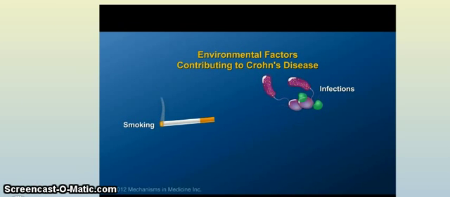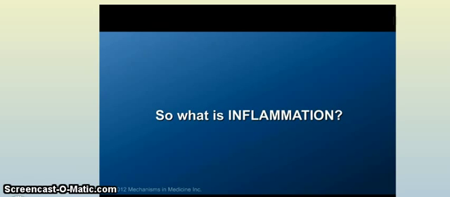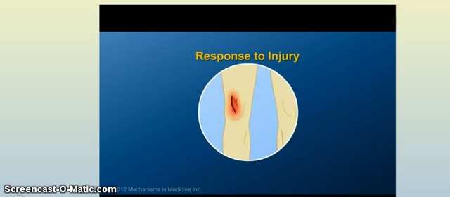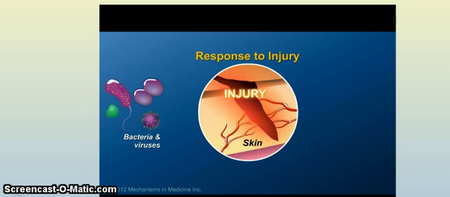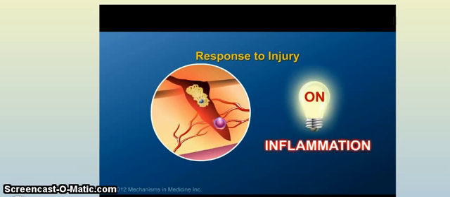Triggers include infections, smoking, and taking antibiotics or anti-inflammatory drugs known as non-steroidal anti-inflammatory drugs, or NSAIDs. One way that the body can protect against potential bacterial threats is with inflammation. We are familiar with how inflammation looks on the outside of the body, for example, when you have a scrape or a cut. That scrape or cut becomes red and inflamed as a result of the immune system trying to get rid of any bacteria and viruses that are in the wound.